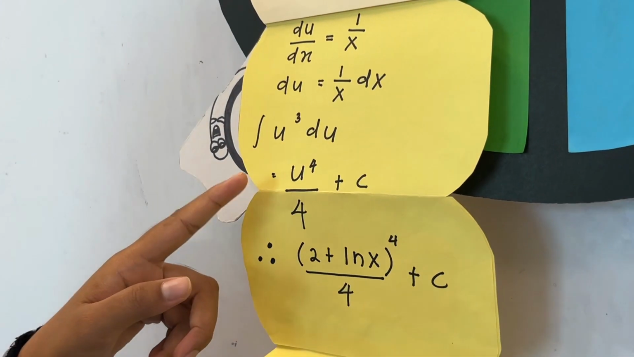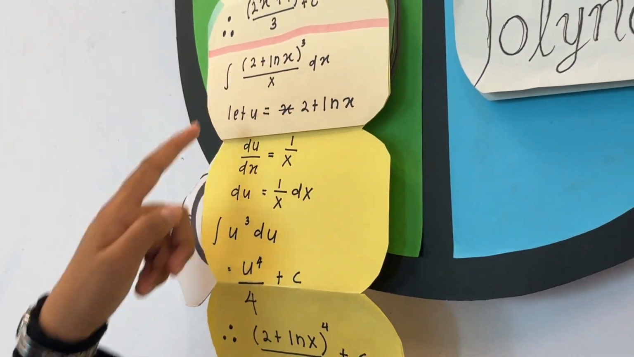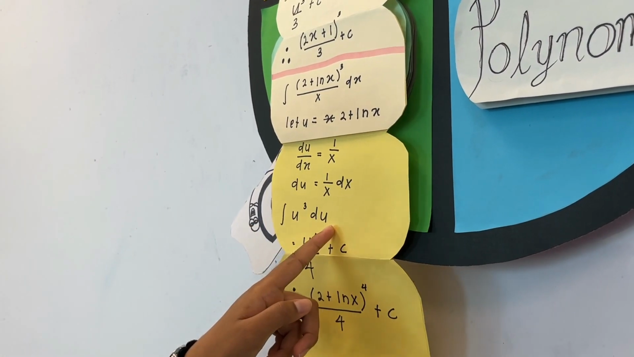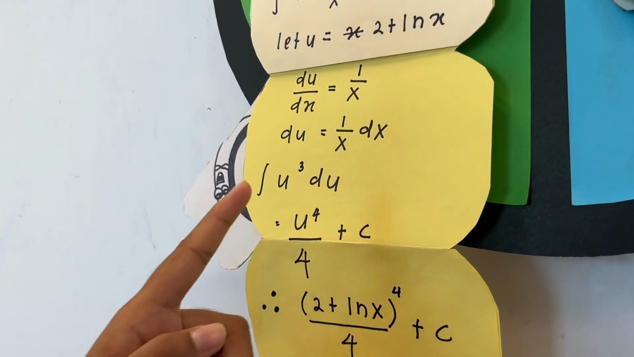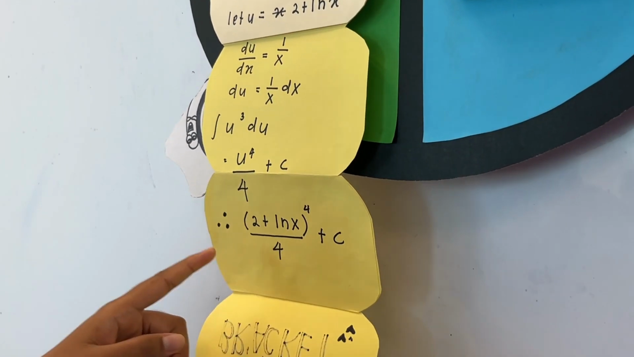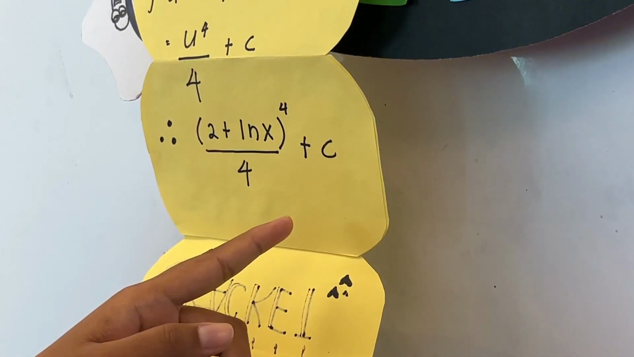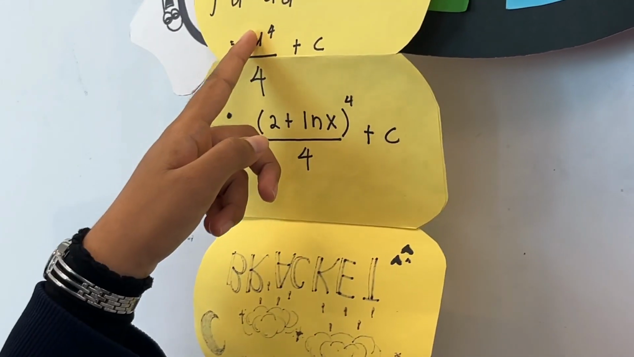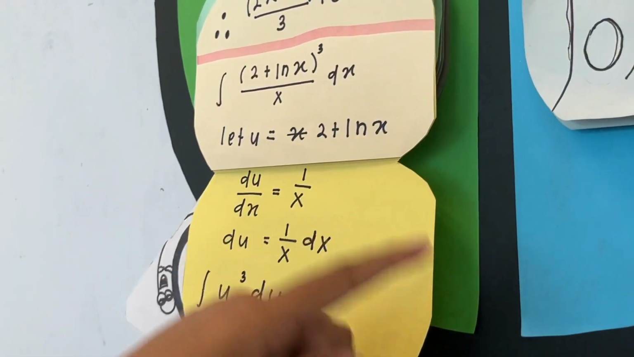After this, we substitute u into the bracket and we get u cubed du. Then we integrate and get u to the power of 4 over 4 plus c. The final answer we get is (2 plus ln x) to the power of 4 over 4 plus c, because u is equal to 2 plus ln x.